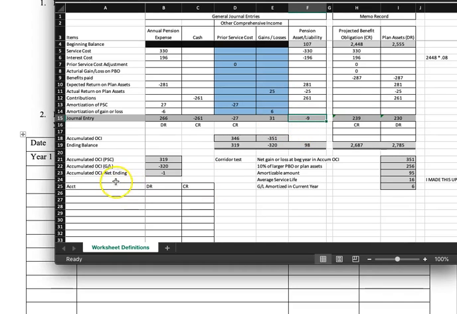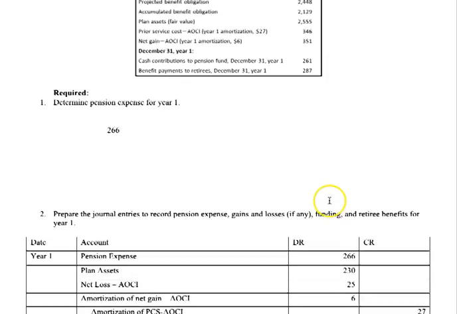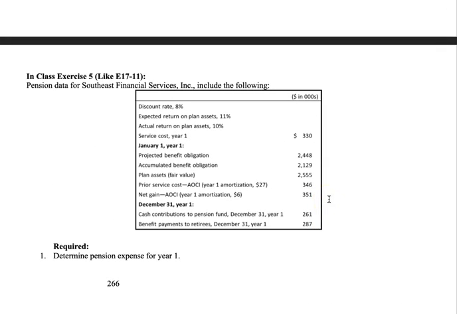So now, once we've recorded that, we are completely finished. We've got our entry, we know what our pension expense is and what our final balances are, and we've recorded them in our journal. So hopefully that helps clarify. There's a couple other pension videos that go in even more depth, so make sure you watch those as well.